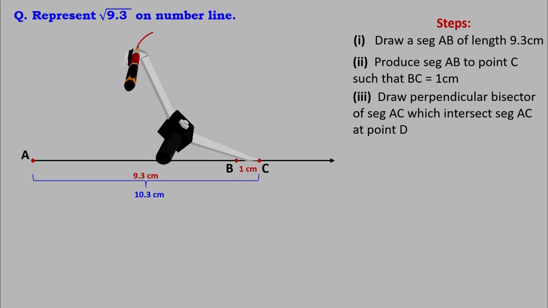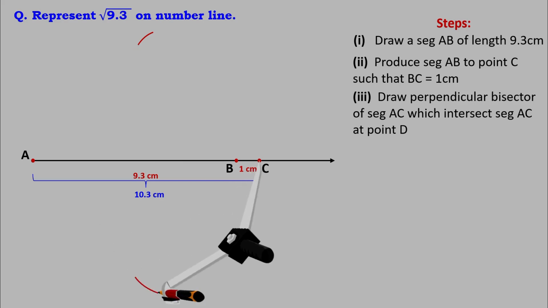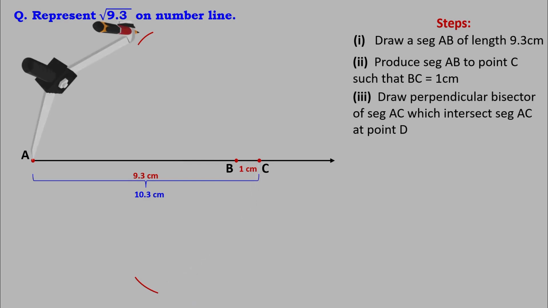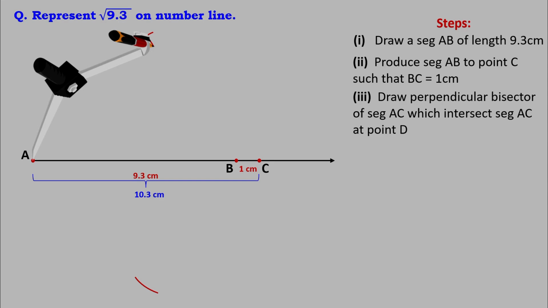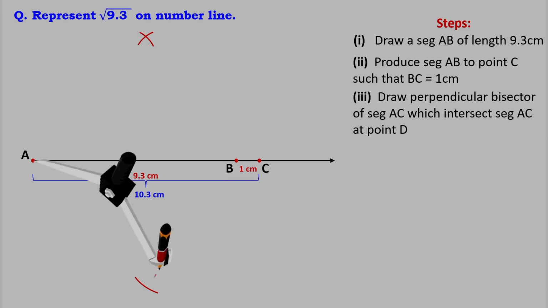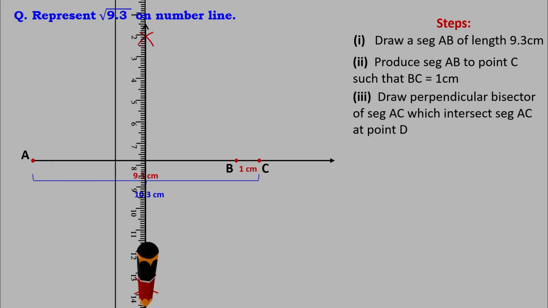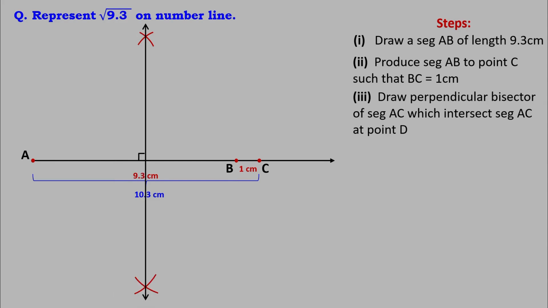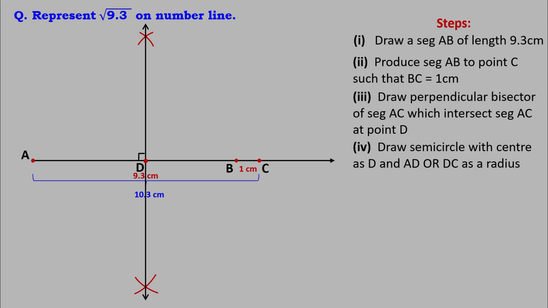So we will take the compass and put the needle on point C and draw an arc on both sides. Similarly, with the same radius, put the needle on A and draw another arc on both the sides. And now we are going to join. That will be the perpendicular bisector, and it intersects AC at D.